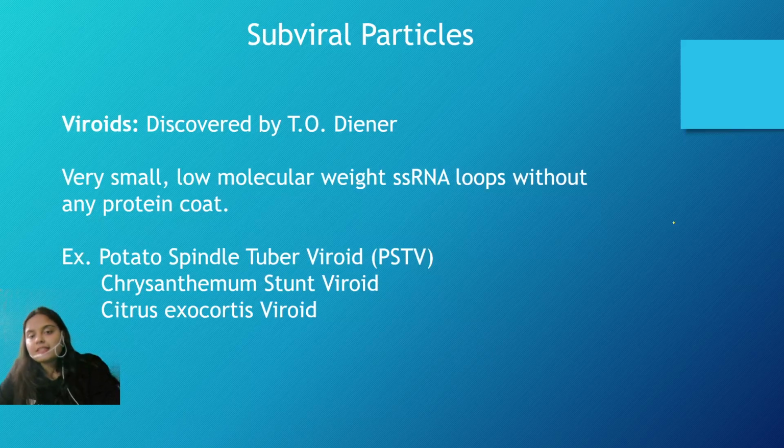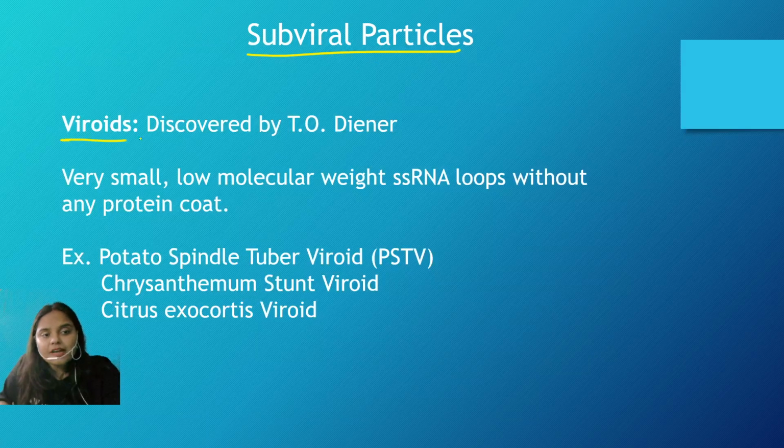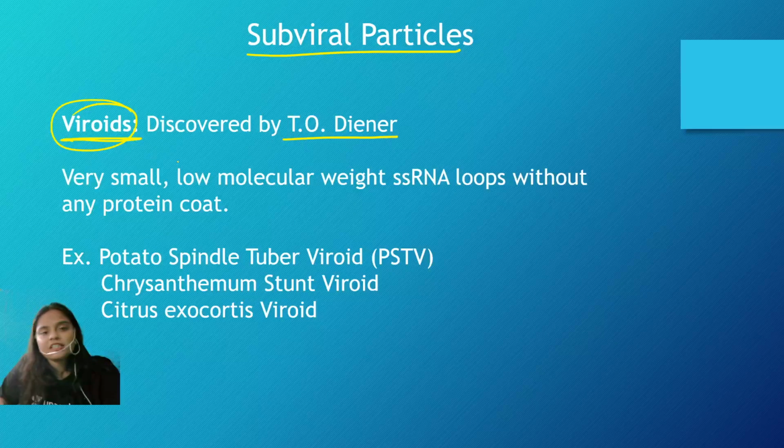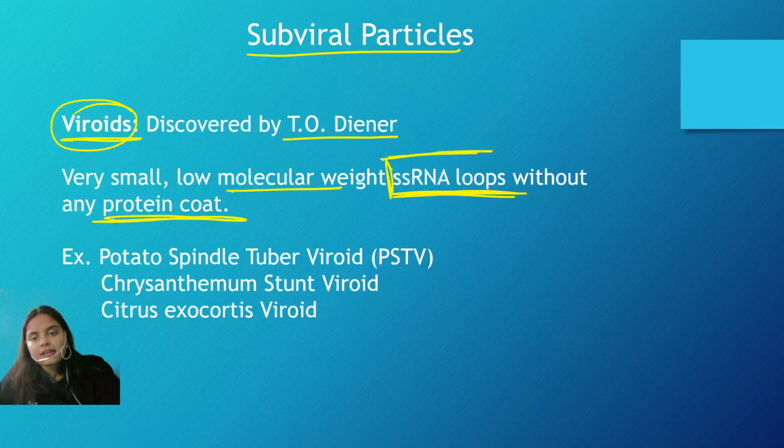Now, let us have a quick look at the subviral particles. What are the subviral particles? See, the viroids. Viroids were discovered by Theodor Diener. Specifically, viroids are smaller than viruses, and they are extremely low molecular weight substances, and basically they contain single-stranded RNA loops. They do not contain any protein coat. That means the capsid is not found in the viroids. They just contain the single-stranded RNA loops.